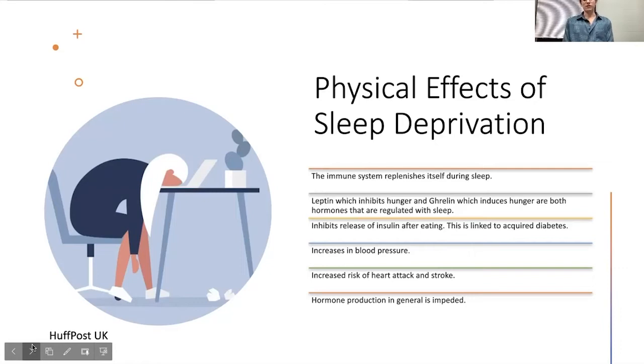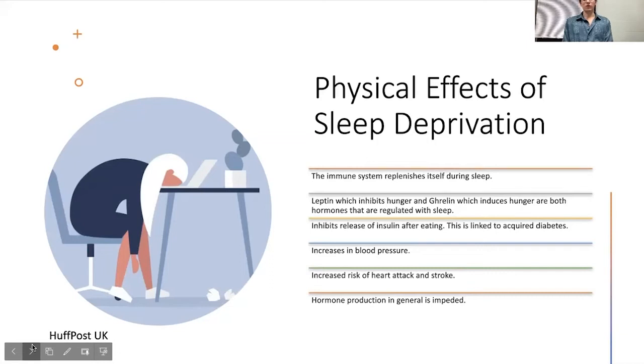Another thing that happens is leptin, which is an inhibitor for hunger, and ghrelin, which is an inducer for hunger, are both hormones that are regulated with sleep. Leptin is released less and ghrelin is released more whenever you're sleep deprived. So you'll get hungry more often. And after you eat, you won't feel full.